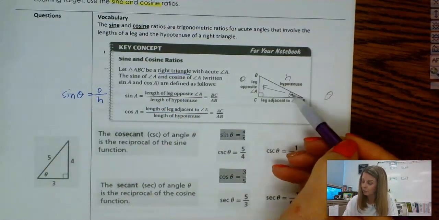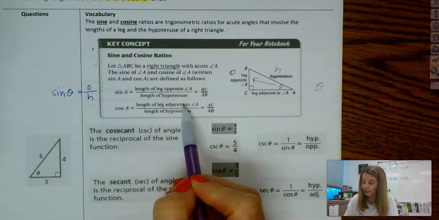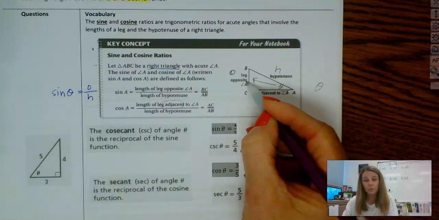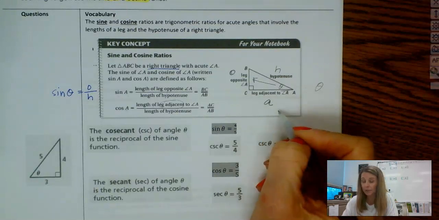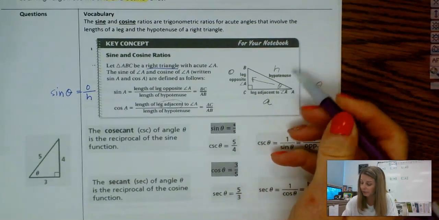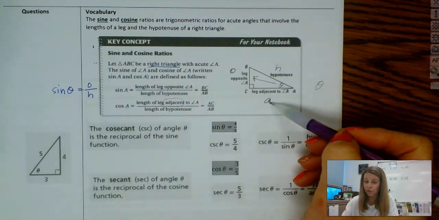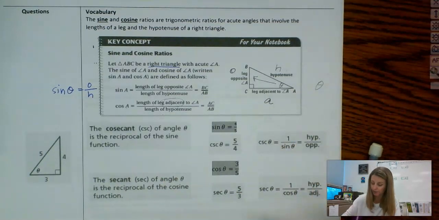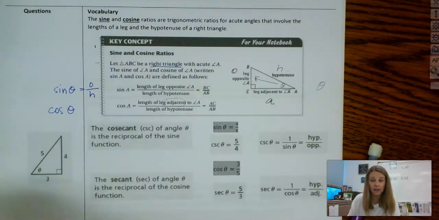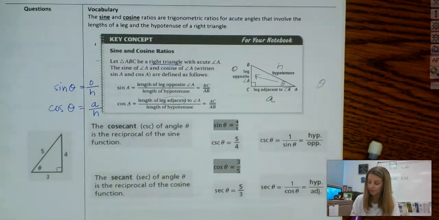Okay, so the cosine then is the length of the leg adjacent. So here is the angle we're talking about. Across the way is the opposite leg. I'm going to put A for adjacent, the leg basically right next to the angle or touching the angle, divided by the length of the hypotenuse. So cosine is going to be the adjacent leg divided by the hypotenuse. So cosine of theta, of A, of any angle, is the adjacent over the hypotenuse.